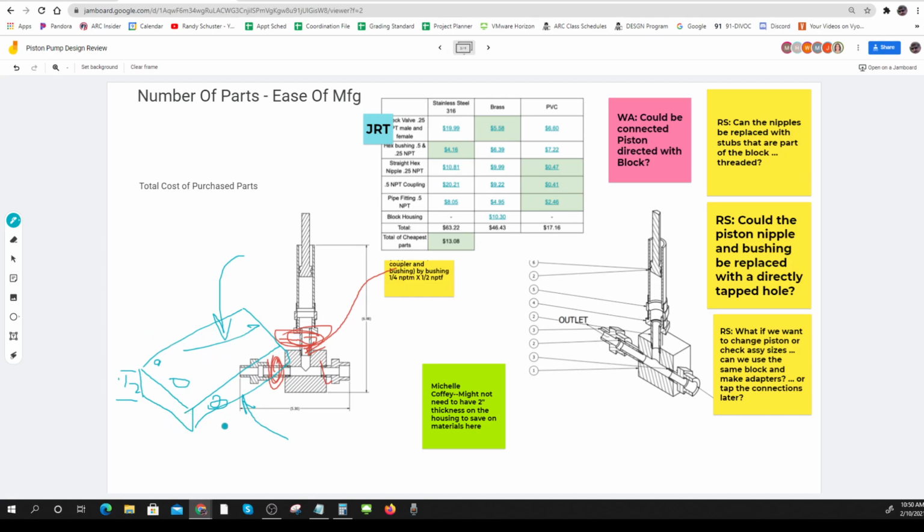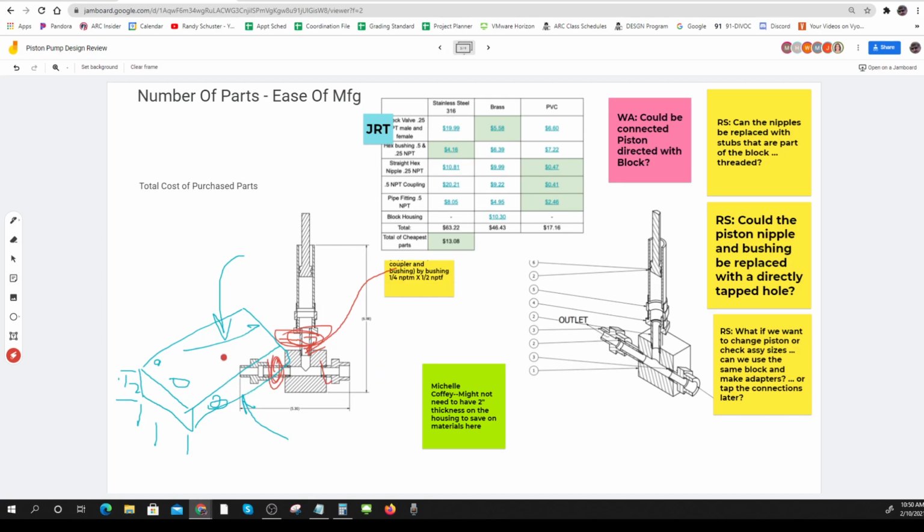Instead of a 2 by 2 by 2, you might get away with a 1/2 inch or a 3/4 by not even 2, right? It didn't even have to be 2. Maybe it's 1 by 2. So Michelle's idea of saving on the material. Now, if it's 3D printed, we don't save on material, but we save on time.